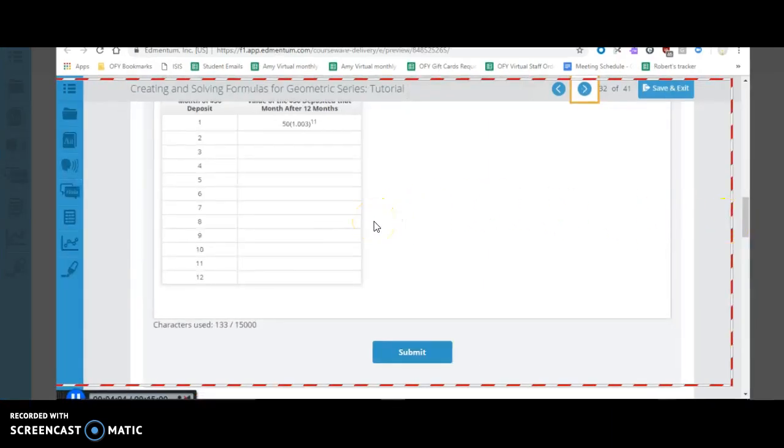So the exponents on all of these are going to go down by 1. So we're going to have 10, 9, 8, 7, 6, 5, 4, 3, 2, 1, and this one will be 0. So this one here is going to be 50 times 1.003 to the power of 0. Well, 1.003 to the power of 0 is just 1. Anything to the power of 0 is 1. So this is going to be 50 times 1, which is just 50. So that's going to be our last one here. And that makes sense, right?